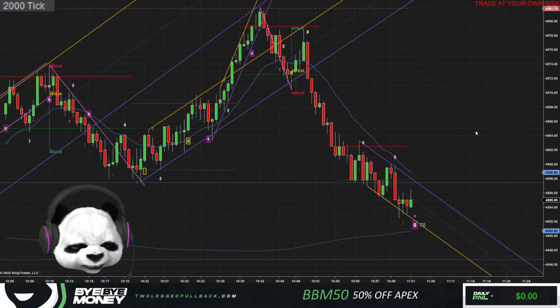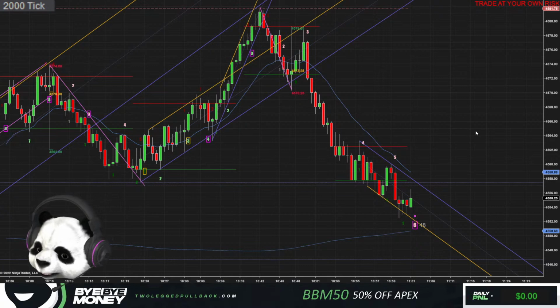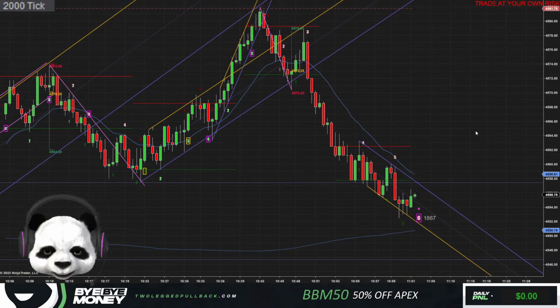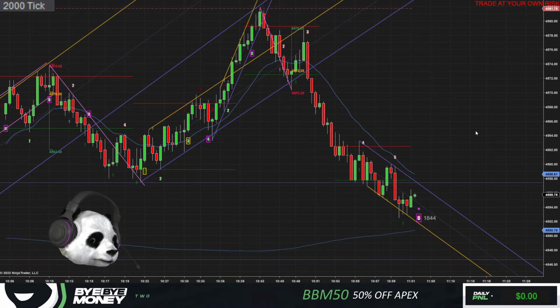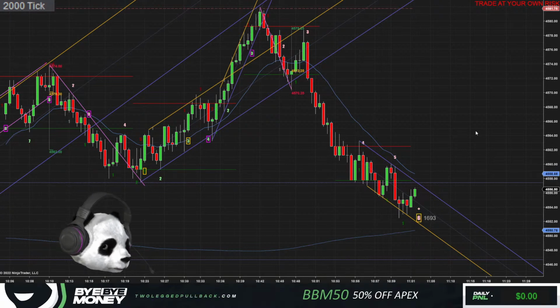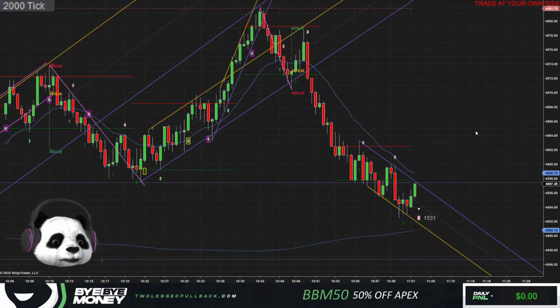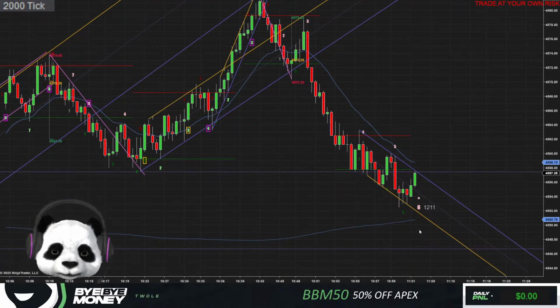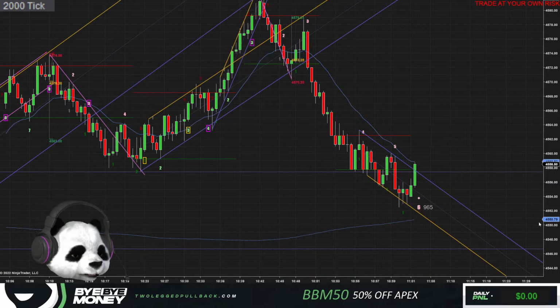Posture check. Make sure your posture is good, pandas. Posture is one of the important things when you trade. Staring at the computer all day, most of the time slouching. If you want to be in this for the long term, you gotta have good posture.